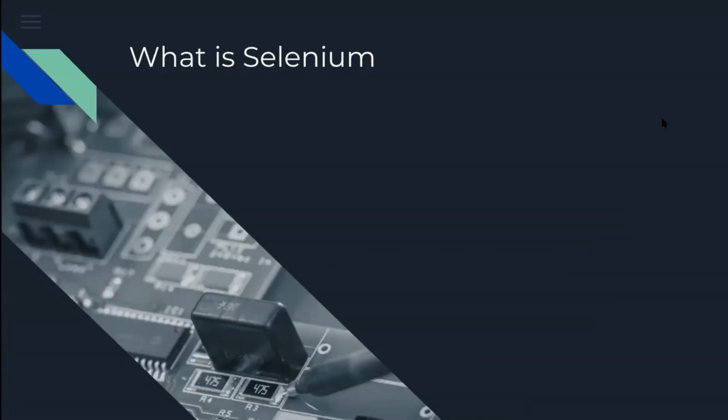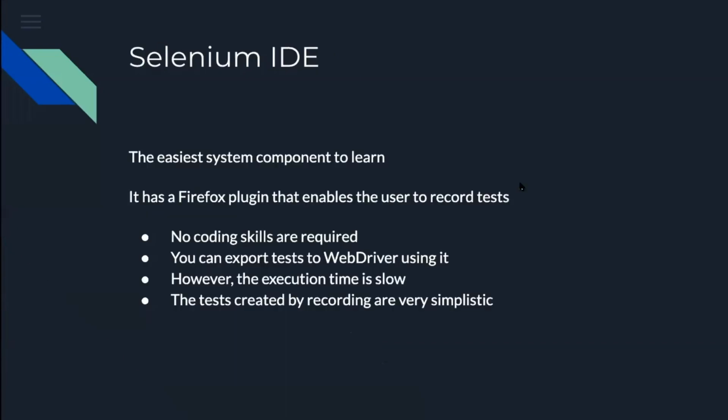Before we start, I want to talk about what Selenium is. There are several types of tools in Selenium. For instance, Selenium IDE. This is the easiest component to learn. It's a plugin. It used to be a Firefox plugin, but now you can install it in other browsers as well. You can export the test and then rewrite it. However, the execution time is slow, and the tests that are created by recording are very simplistic.